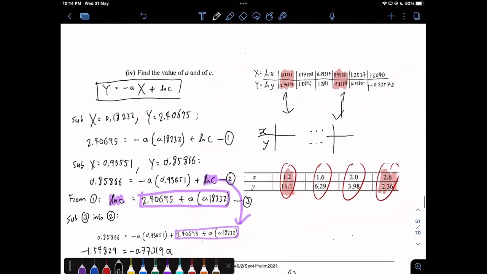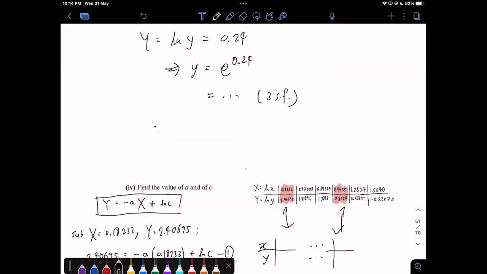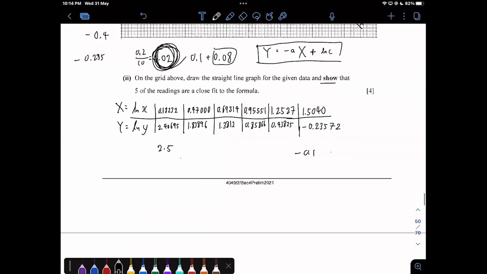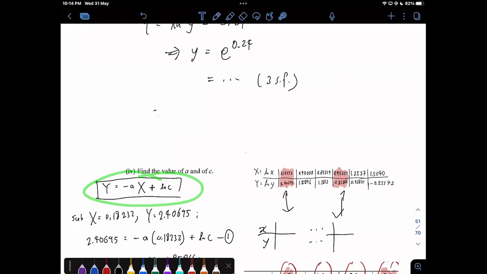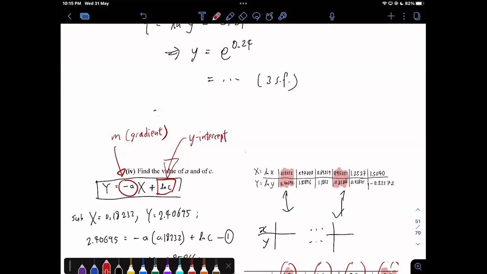Plot 2 points. But is there another way? Yes, there is. So what's the other way? Let's take a look at this equation again. Y equals mx plus c. What is negative A? It's really just m, right? Which is the what? Gradient. Slope. What about ln c? In terms of y equals mx plus c, it is the y-intercept, the geometric interpretation. Okay, very good. So can we find the gradient and the y-intercept?